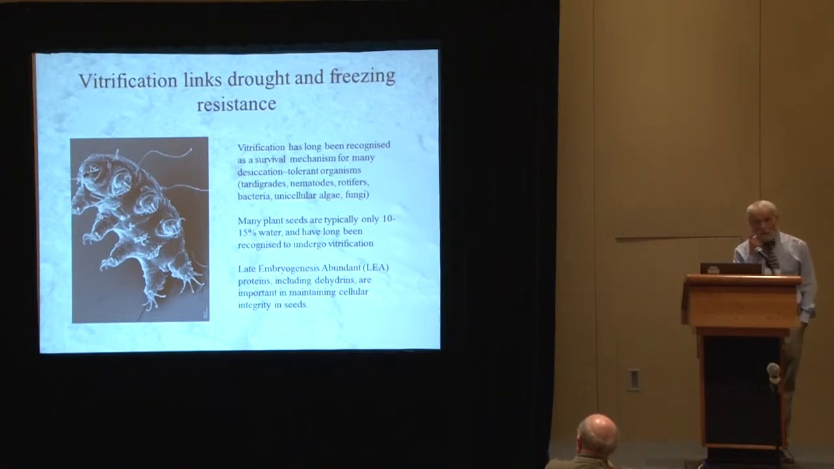One of the interesting things about vitrification as a process in cells is that it links drought and freezing resistance. Ecologists have known for a long time that organisms that are drought resistant are often incidentally also freezing resistant, even though they're living, for example, in highly saline lakes in highly warm places. They will incidentally also be freezing resistant if you take them into a lab. And a functional way of linking those two is vitrification.